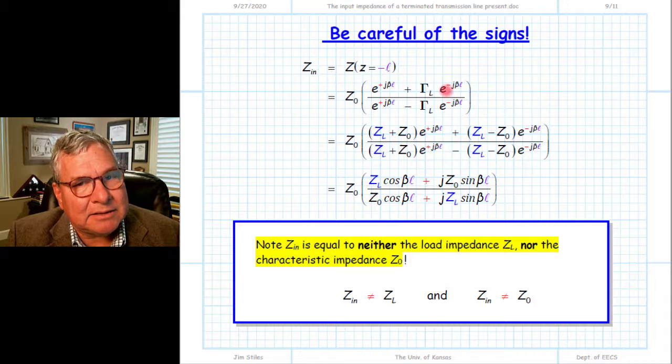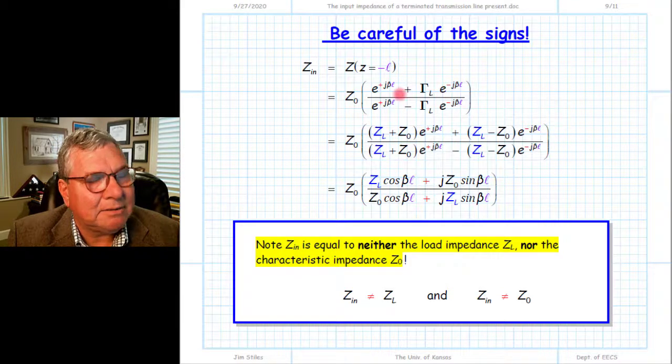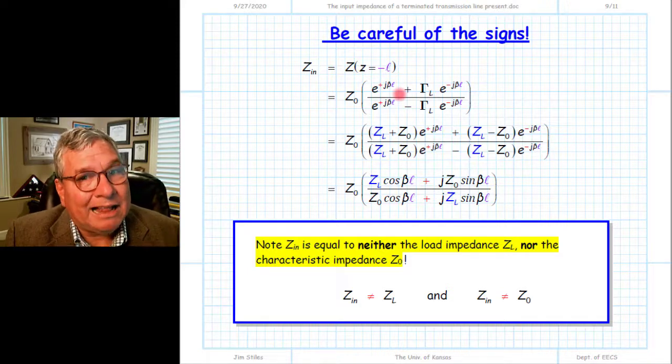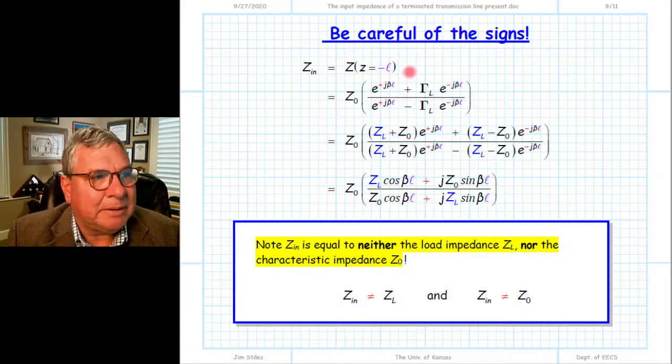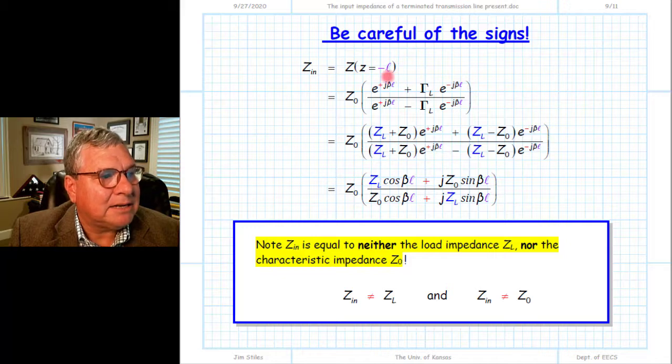This is a mistake that students make frequently. Effectively, they replace the value of Z in the expression for line impedance with L, but again, you have to replace it with minus L. That is the index for the location at the beginning of the line. So be careful of the signs, that they are different once we evaluate it at minus L.